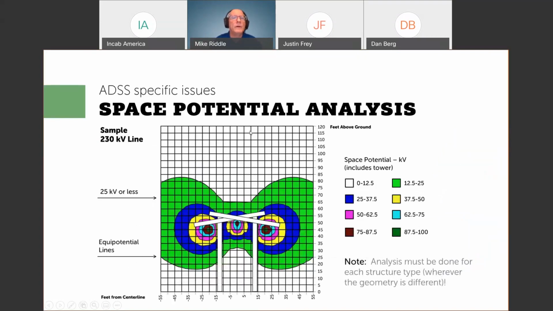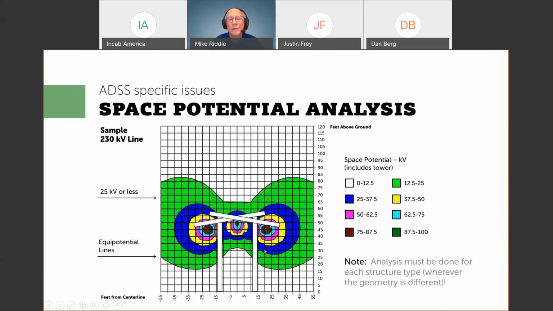To do that, a cable supplier can get some information on the geometry of your structures, and they can do some calculations and print out an equipotential chart like what you see here. So what you see here, the white is less than, for whatever reason, I did this one at 12.5 kV. The green is 12.5 to 25, and any other pretty color is basically death to an ADSS cable. So a standard cable could be used in the white. A tracking resistant cable could be used in the green.